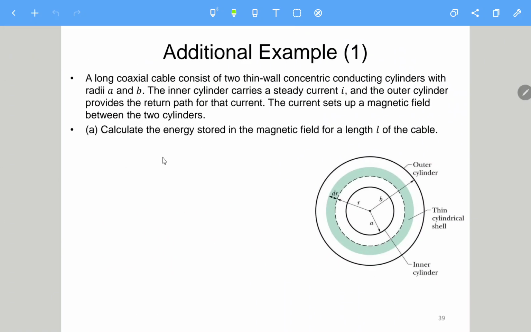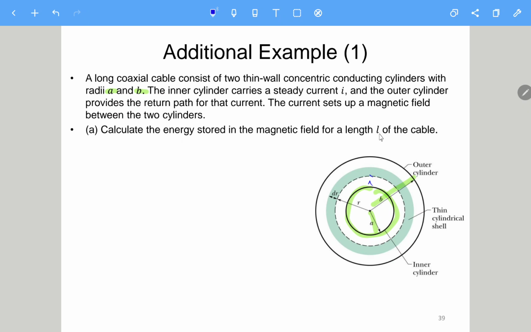Okay, this is question A. Calculate the energy stored in the magnetic field for the length L of the cable. What we know is the radii A and B, the smaller one is A, the larger one is B, and also the current I, going maybe out of the page, or either way. So calculate the energy stored in the magnetic field.